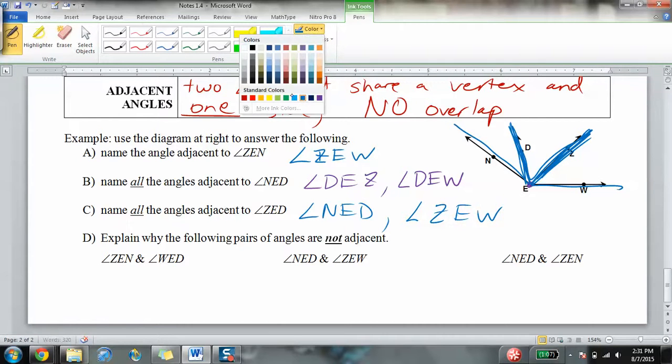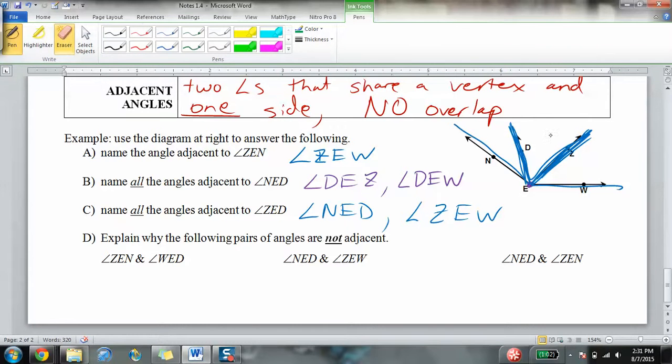So, now explaining why the following pairs are not adjacent to each other. So we've got angle ZEN and angle WED. Well, both of those share the same vertex, but they don't have any sides in common, and in fact they overlap right here. So those would not be adjacent because they overlap.